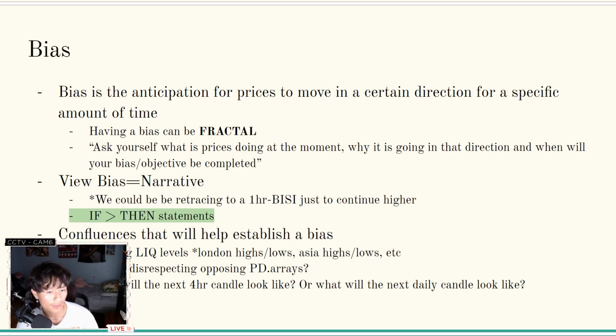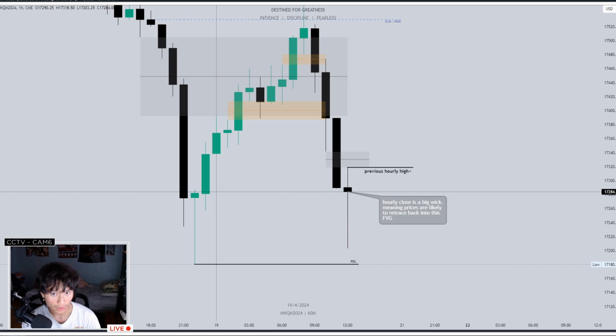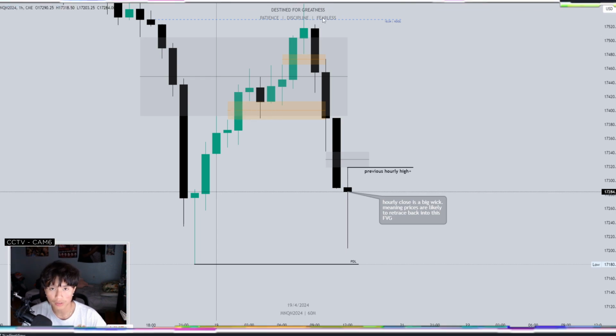So for some examples of bias, we're looking at the hourly NQ chart, and this is during April 19th, 2024, I believe. And you can see here we're having a pretty big sell-off. So we had displacement candles on the hourly time frame. We had this hourly FVG here, and we close on this hourly candle, and we just created another hourly FVG. So just looking at that, for me right there, we're overall bearish. We're closing below bullish fair value gaps on the left side here, and we're just displacing lower.